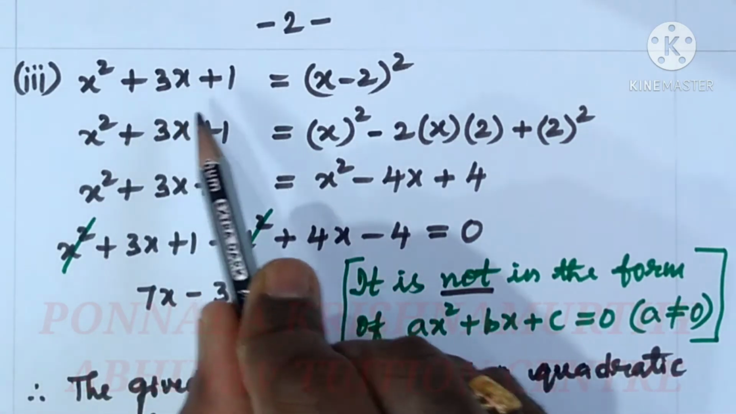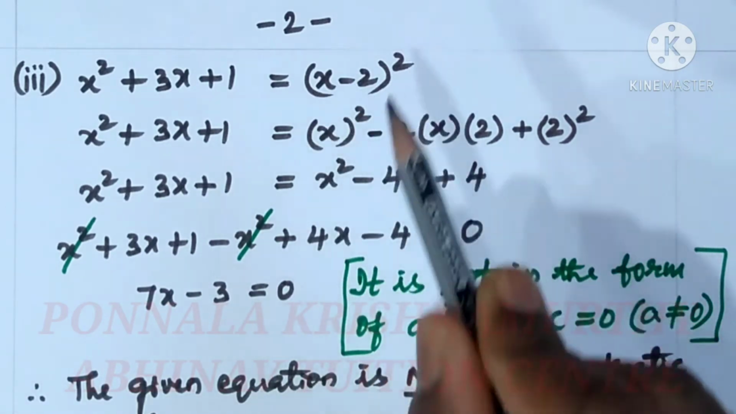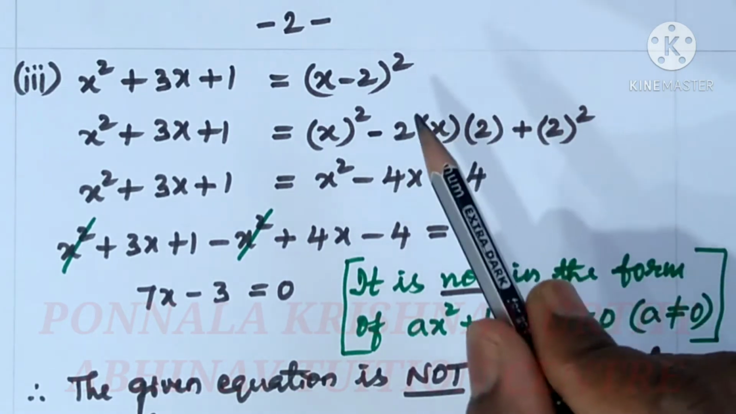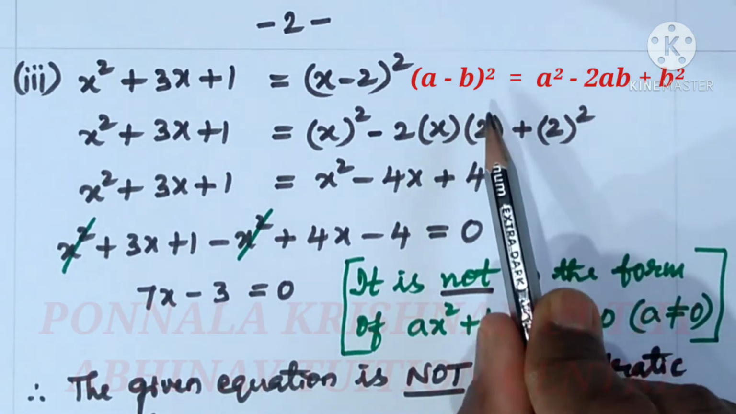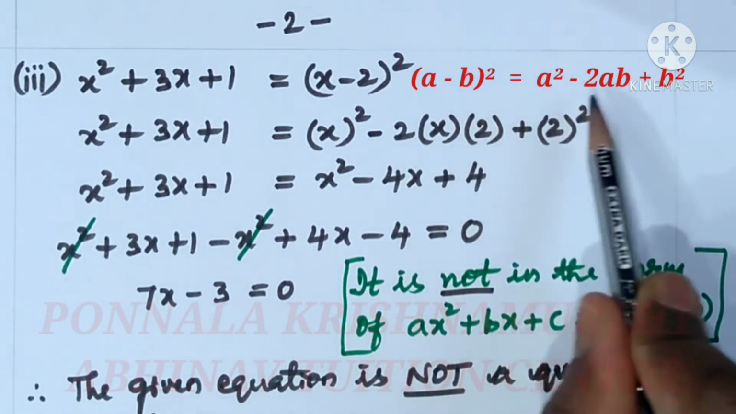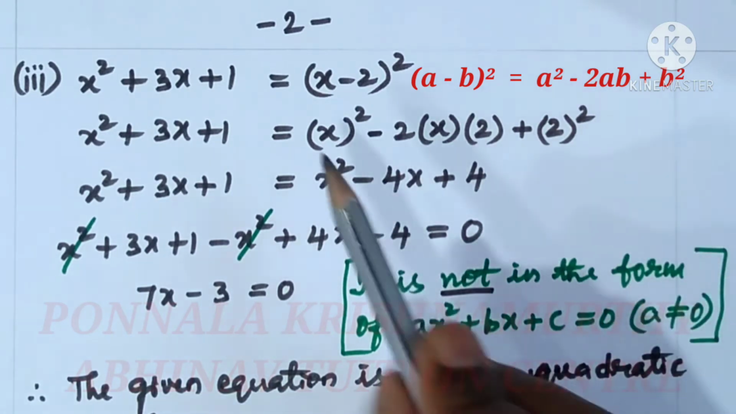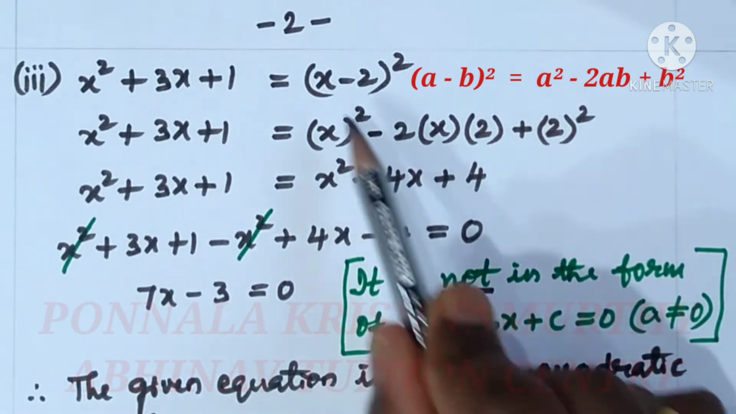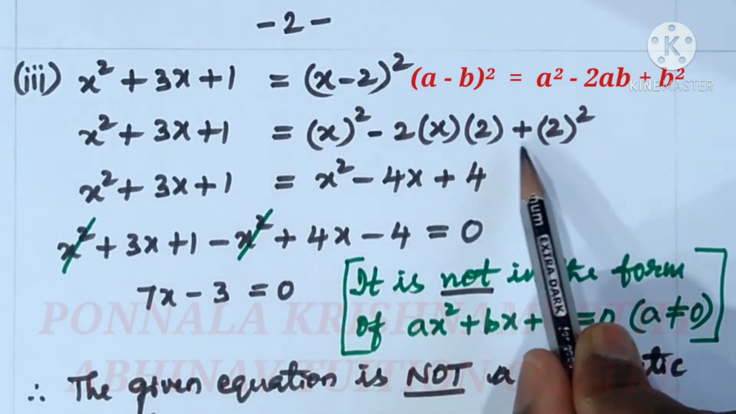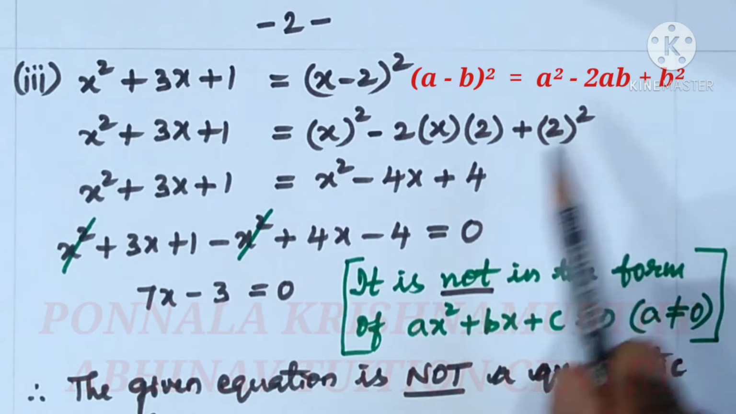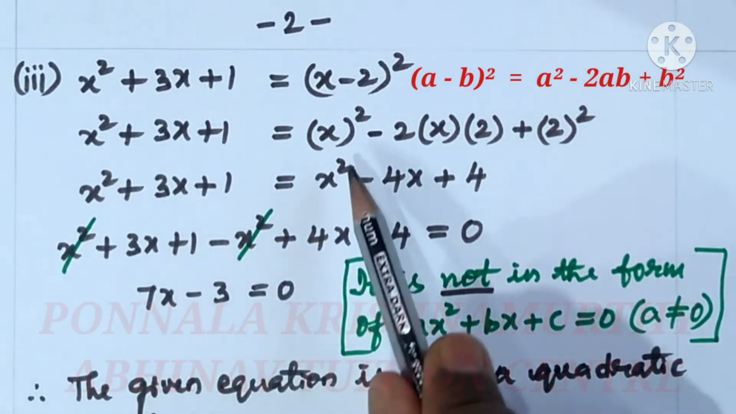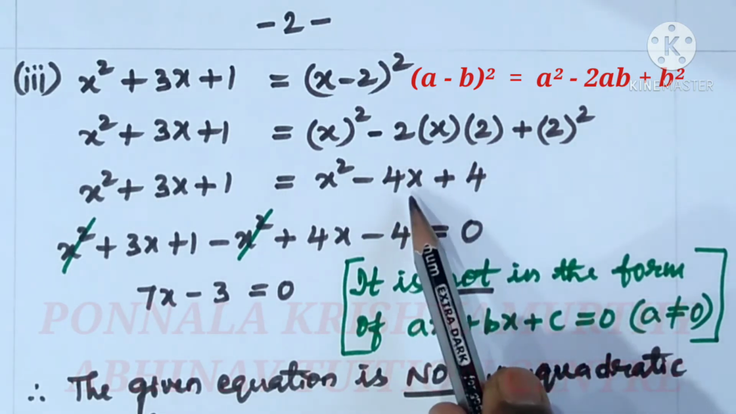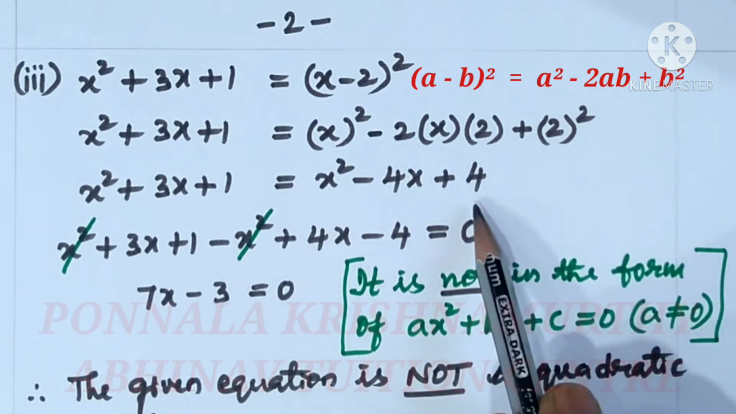x square plus 3x plus 1 is equal to (x minus 2) whole square. This is as it is. This is in the form of (a minus b) whole square, that is equal to a square minus 2ab plus b square. x whole square minus formula 2 into x into 2 plus 2 whole square. This one as it is. x whole square is x square, minus 2 into 2, 4x, plus 2 square is 4.